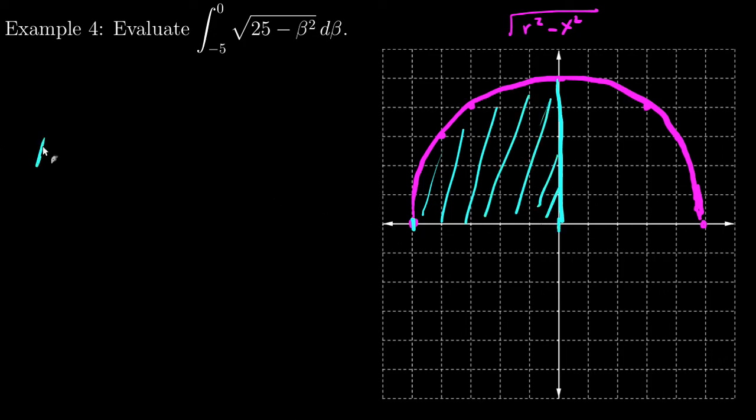So the area is going to be a quarter of pi r squared. The radius is 5, which will be 25 pi over 4.